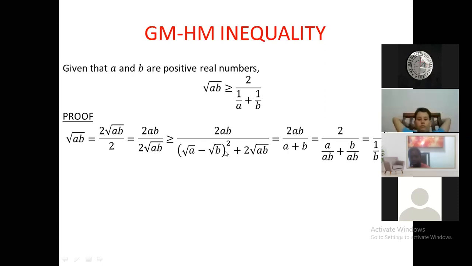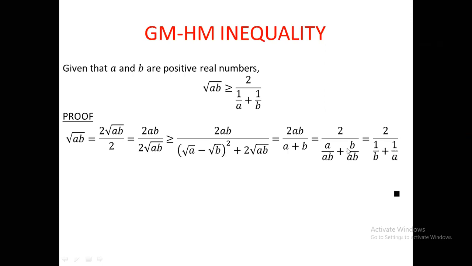So what I now do is to simplify. Root A minus root B all squared plus 2AB, you simplify that, you have A plus B. So this is 2AB over A plus B, dividing through by AB. So I have 2AB divided by AB is 2, and A divided by AB is 1 over B. And I have this as well, and I simplify, and I have this, which is what the question says. So that's the end of the class.